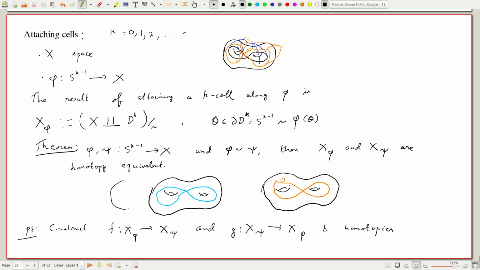So we are attaching disks here, and we are attaching a disk here using different maps, with the boundary going to the blue map and the boundary going to the orange map. So here both F and G will be the identity on the space. There's really no choice because we don't know anything about the space. But what about on the boundary? Remember, this one gets attached to the blue curve. What we'll do is take a little orange curve inside here and send that to this boundary, which then gets attached to the orange curve. And between the two, we'll use a homotopy here.